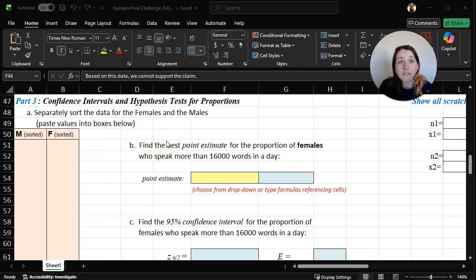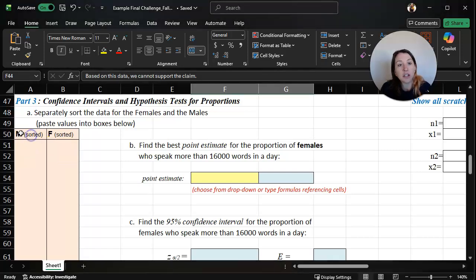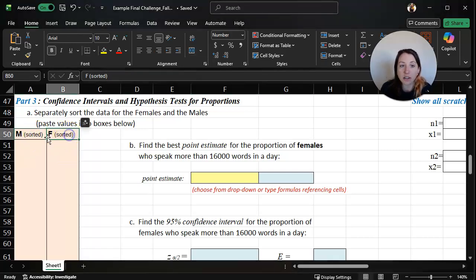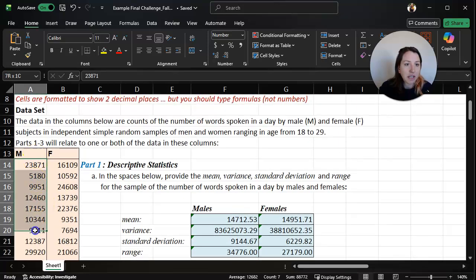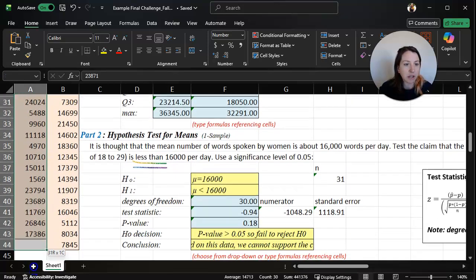On to part 3 for our final challenge in Excel. Notice on the left over here, it's asking us to sort our data. That's what this means by sorted. So we're going to have to go get our data from above, copy and paste it here. We can go up and highlight our data. I'm going to do it one at a time so I can sort them as well.